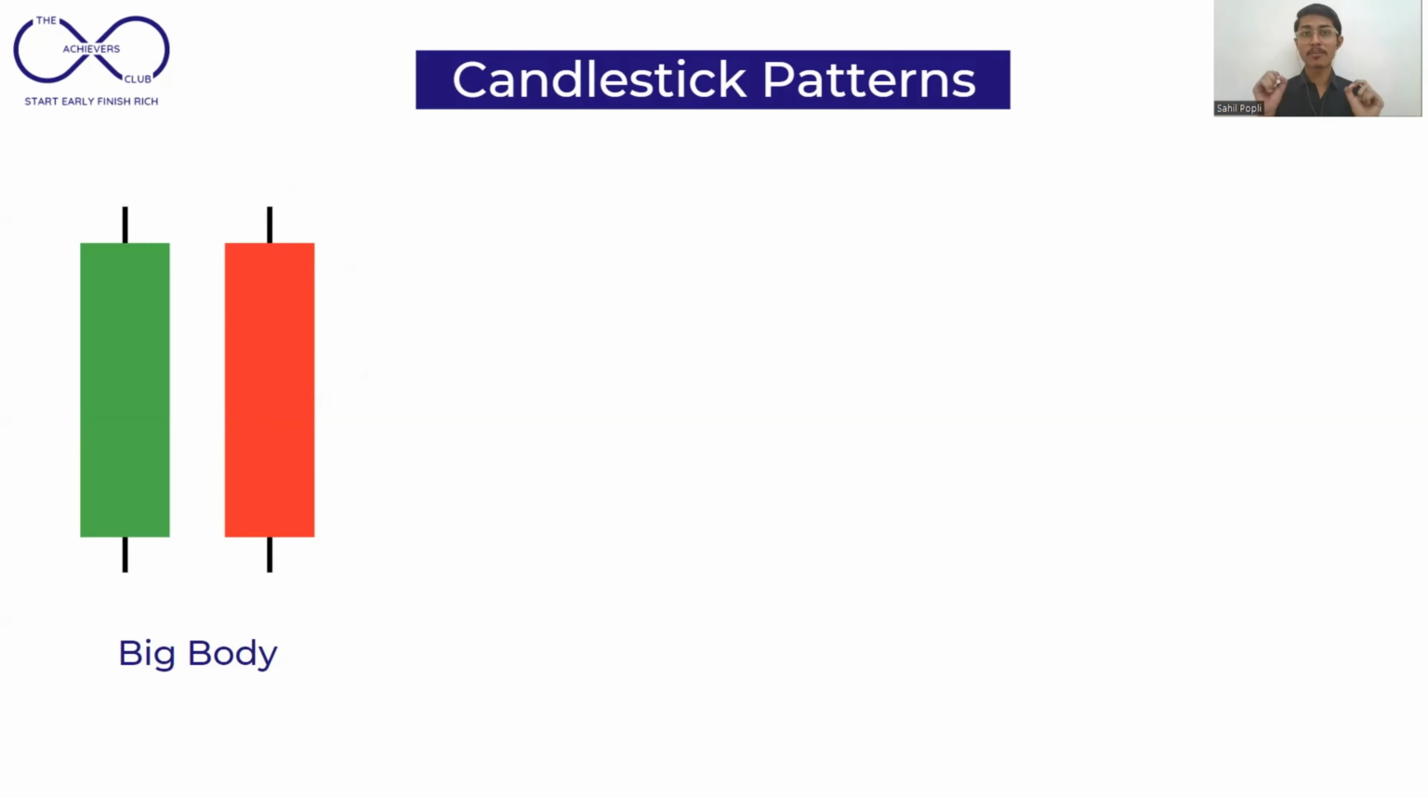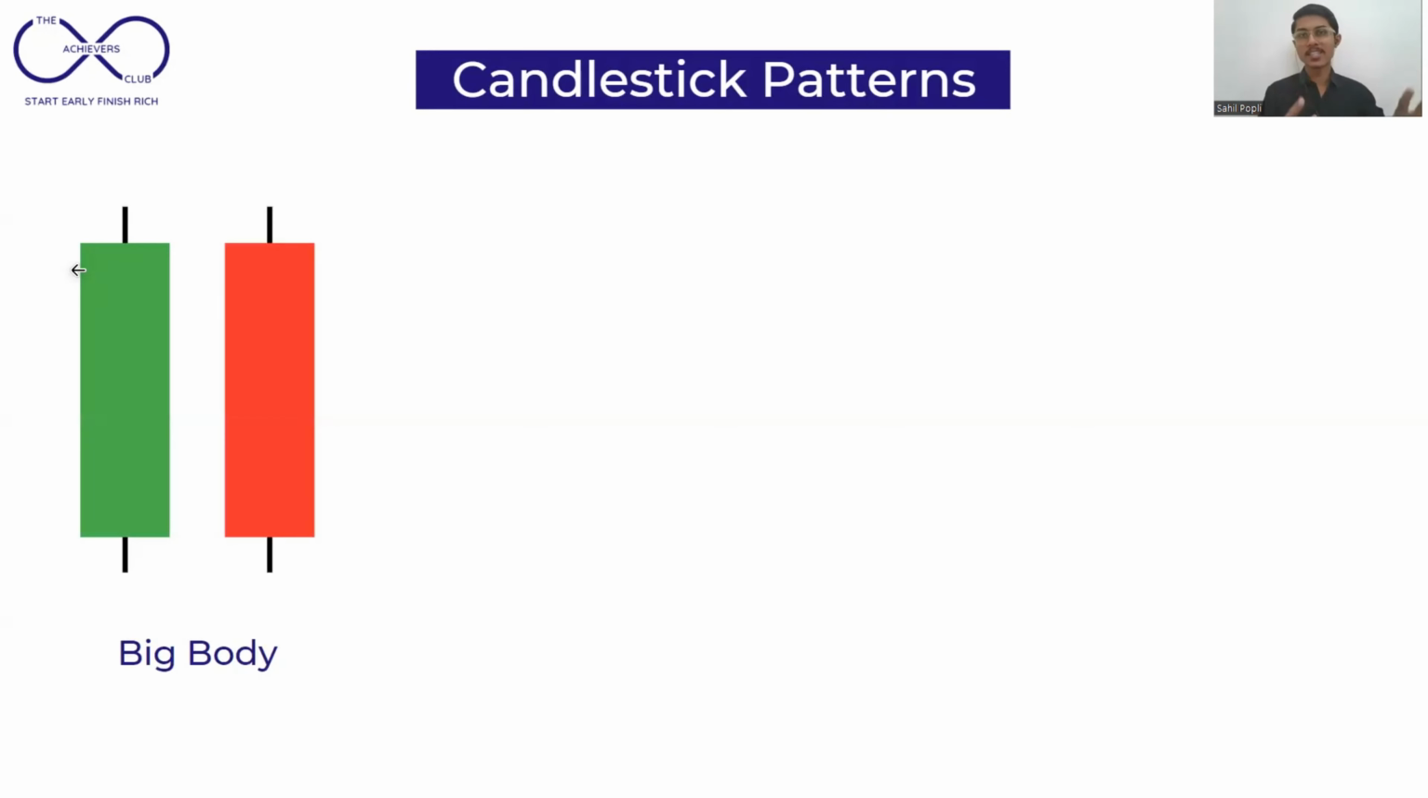For this particular video's sake, I'm going to take the example of only the daily time frame, so that it is very clear for you to understand. Let's take an example that for the whole day, the opening price was around 100 rupees, and from that point it made a low of around 97 rupees. The lower shadow and the upper shadow are very small.